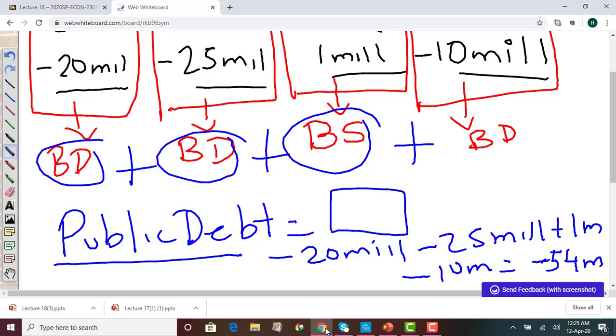So hopefully this tells you the difference between a budget deficit and public debt. Basically, a budget deficit is the negative balance that a government can have in a particular year, but public debt is when we are adding the budget deficits and budget surpluses of all the previous years to get a final number. So that's what public debt is. It is past tense, and it is the sum of all the previous years' budget deficits and surpluses.